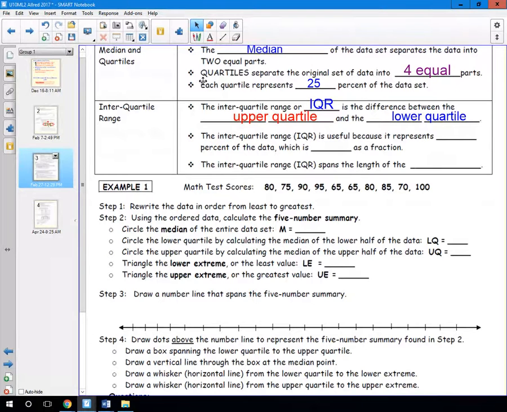Now, if we said that each quartile represents 25%, we said that, right? So the interquartile range represents 50% of the data. That's really important, which is 1/2 as a fraction. Okay, and if you don't know what the interquartile range is, basically, guys, it just spans the length of the box. So when you're looking at your picture and it says, what is the interquartile range? Just figure out how big your box is. So the interquartile range is the measurement of the box.